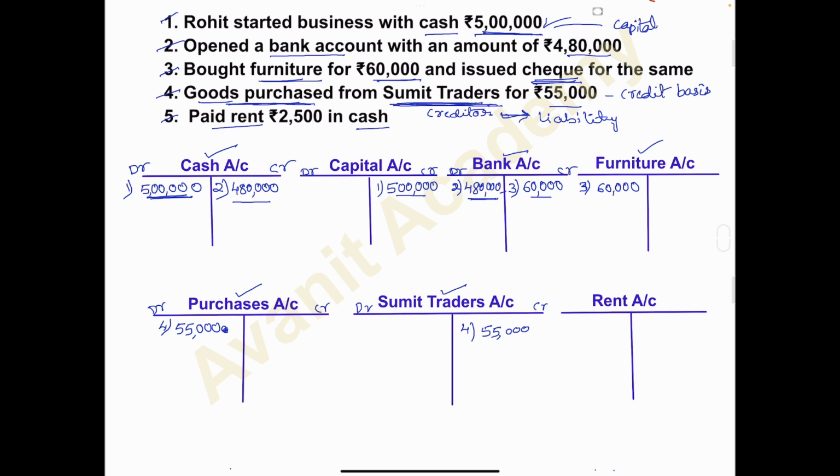Next is paid rent rupees 2,500 in cash. Paid rent is an expense. For that, we'll prepare an expenses account. We'll write the name of that expense, rent account. Increase in expenses is to be debited. So write here 2,500 on the debit side of the rent account.